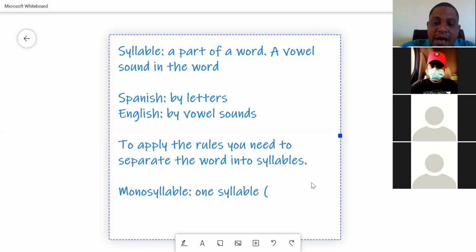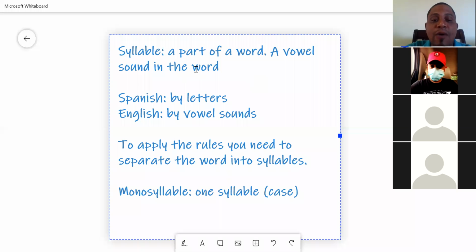For example, we had case. Case is a monosyllable word because it only has one syllable. And we have words that only have one syllable, but we have words that have 2, 3, and even 4 syllables or 5, right? So we have to be careful with that. Now let's go over very quick. Remember, a syllable is a part of a word, but besides that, it is a vowel sound in the word. If you listen to the vowel sounds, you will know how many syllables you have.